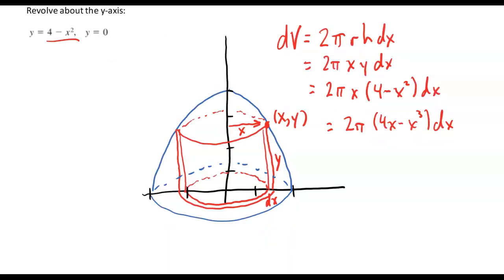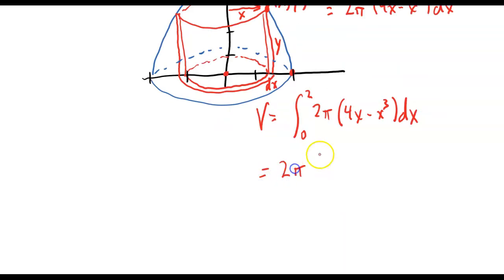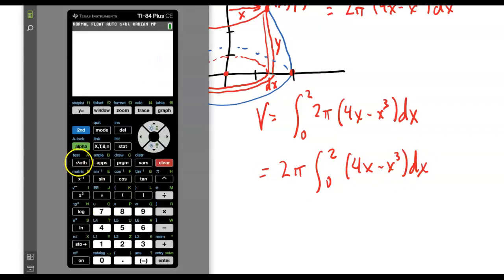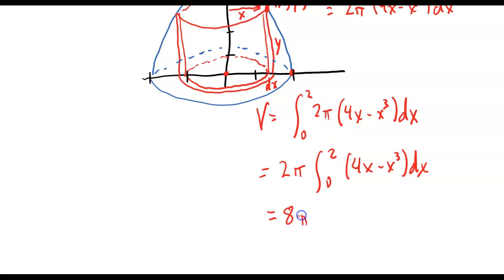So to get the total volume, we're just going to add up all those shells, starting at the one in the very center, which is at 0, and going out to the one in the outermost point, which is at 2. So our total volume is the integral from 0 to 2 of 2 pi times 4x minus x cubed dx. Let's just pull out the 2 pi, and we'll do the rest on our calculator. So I hit Math 9. I'm going to go from 0 to 2 of 4x minus x cubed dx, and I get 4. When I multiply 4 by 2 pi, my final answer is 8 pi.